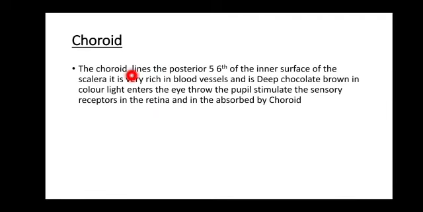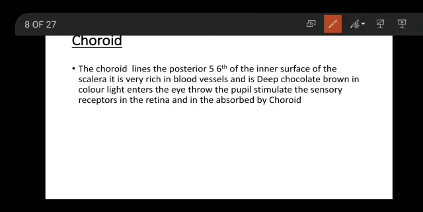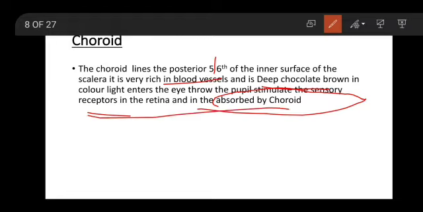Next is your choroid. What is the choroid? The choroid is the posterior part, five-sixths, forming the inner structure of the eye, like the surface of the sclera, and it is very rich in blood vessels. It also has a color: a deep brown chocolate color. Now, light enters through the pupil and goes to the retina, you know all that. What you may not know is that the light that goes to the retina is absorbed by the choroid. So this is the choroid.